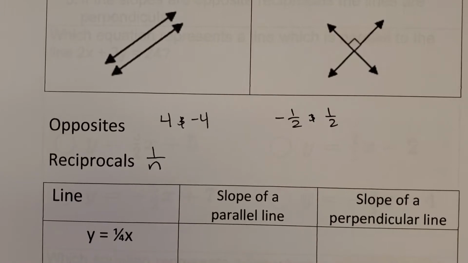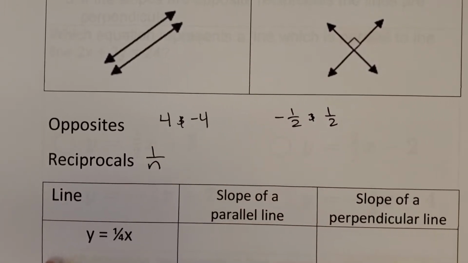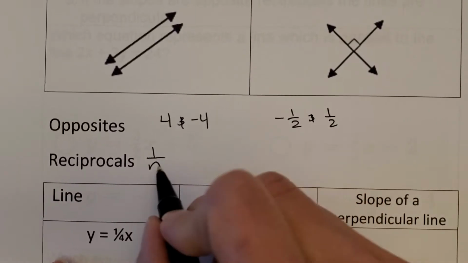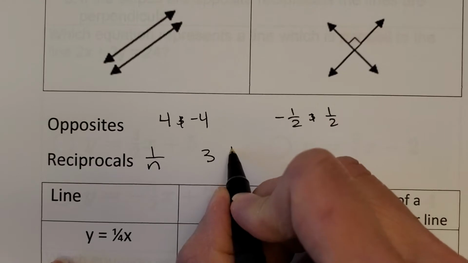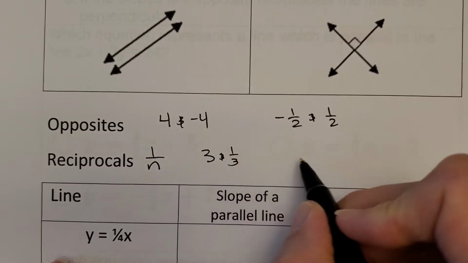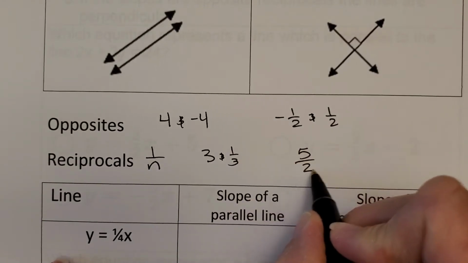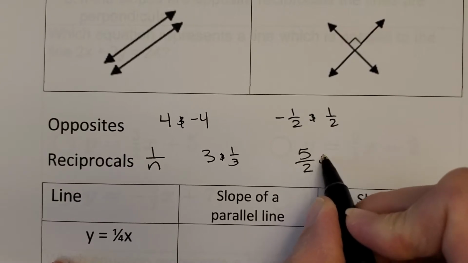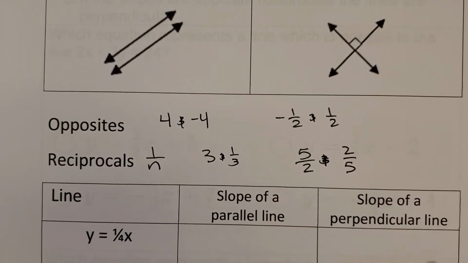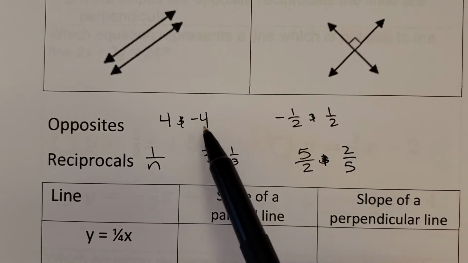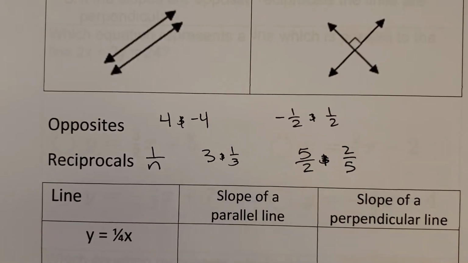So we're just calling it flipping it over. We'll get into more of that in Algebra 2. But that is the definition of the reciprocal. So if I had 3, the reciprocal would be 1/3. And if I had 5/2, the reciprocal would be 2/5. So when you're finding the slopes of perpendicular lines, you're changing the sign and you're taking the reciprocal.